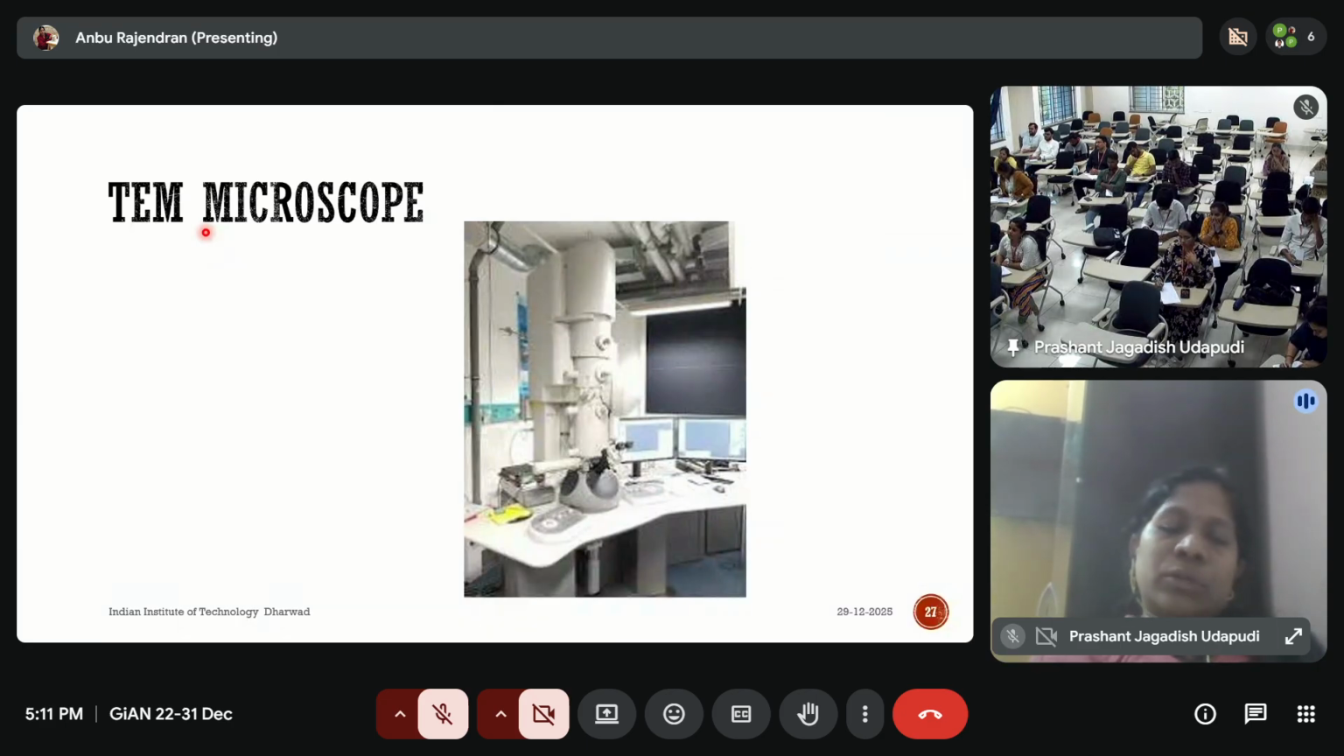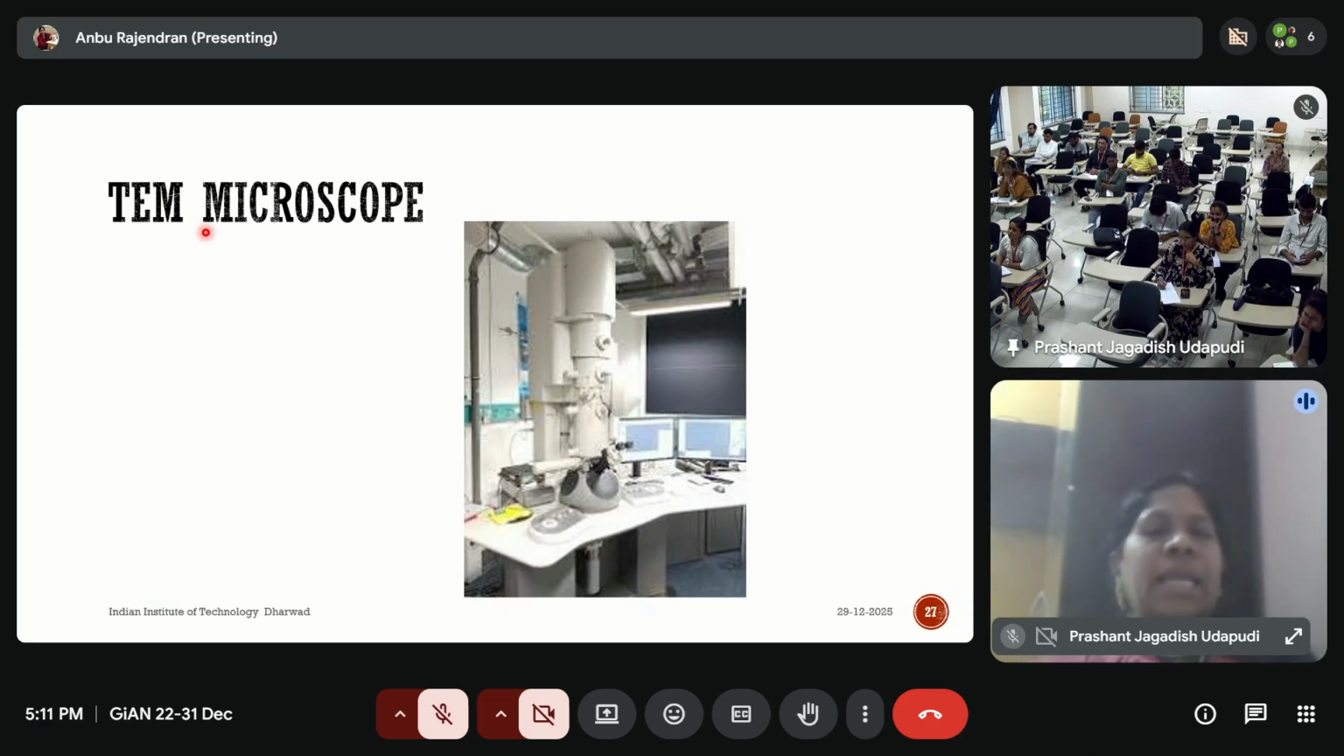From the thinned-down sample, you will cut 3 mm discs. So now 3 mm discs of 60 or 70 micron thickness will be available in your hand. Now what you have to do is place that sample in a machine called PIPS. The PIPS machine allows ion beams to fall from both sides at an angle. When ion beams fall from both sides, it will thin down the sample.